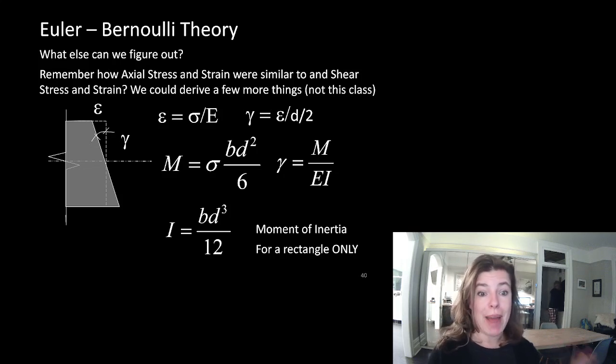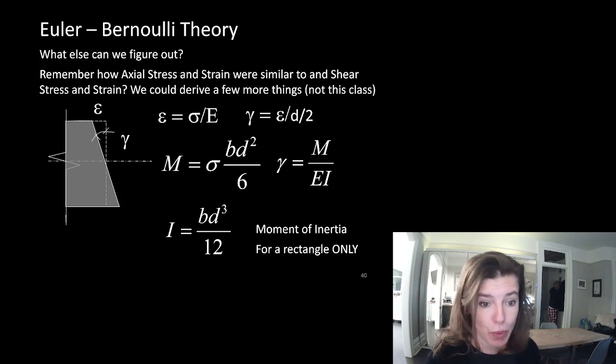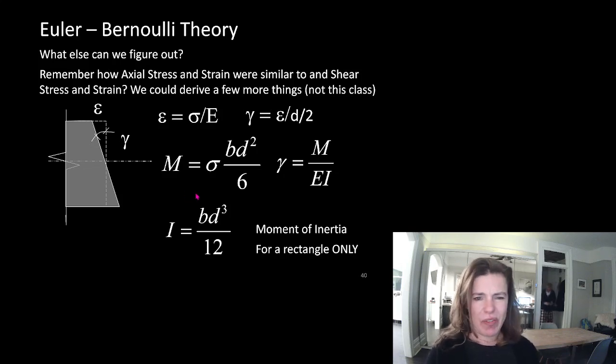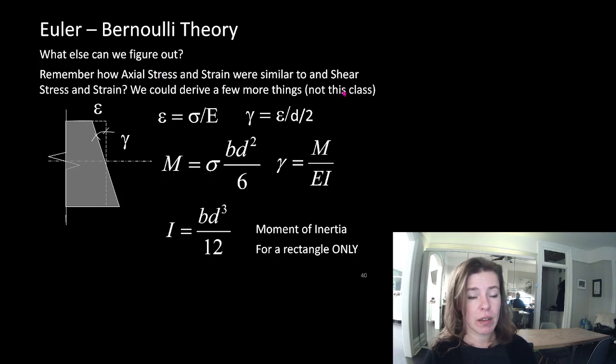That was for bending. That was for our strength profile. What else can we figure out from this Euler-Bernoulli theory? That plane sections remain plane, which means our strain varies linearly from the extreme fibers to the extreme fibers, which means stress varies linearly from the extreme fiber to the extreme fiber. Well, remember how axial stress and strain were very similar to shear stress and strain? We could derive a few more things. Way beyond this class, I just want you to understand where some of these things come from, because we'll use them.